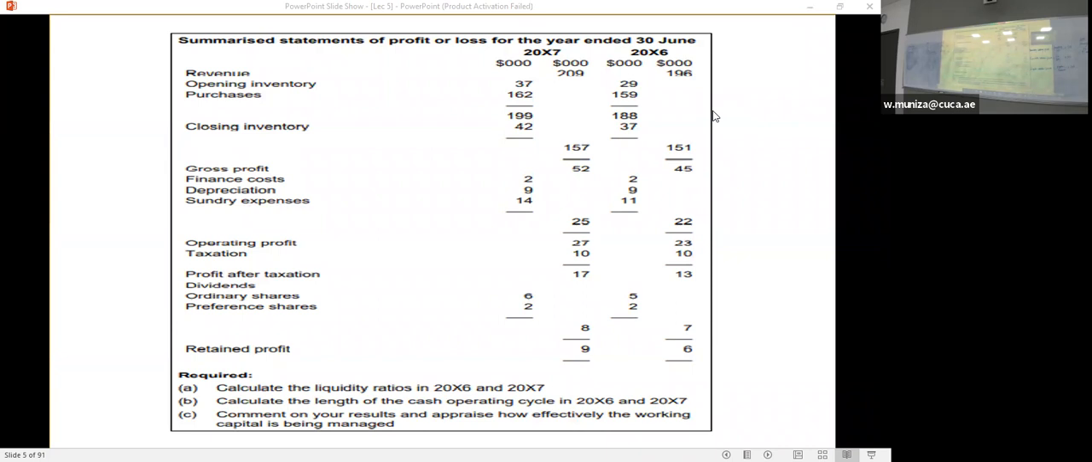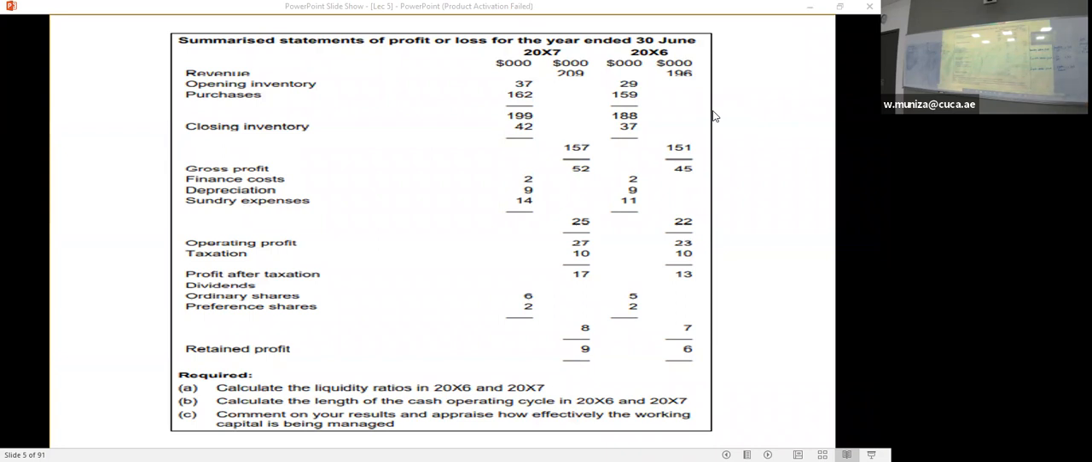Now, my dear students, one more thing you need to comment on is that these ratios are not enough to consider the overall picture. The organization might have to consider the market ratios as well. They have to compare their ratios with their competitors in order to be sure whether they are improving or not. Then we are going to calculate the receivables collection period.